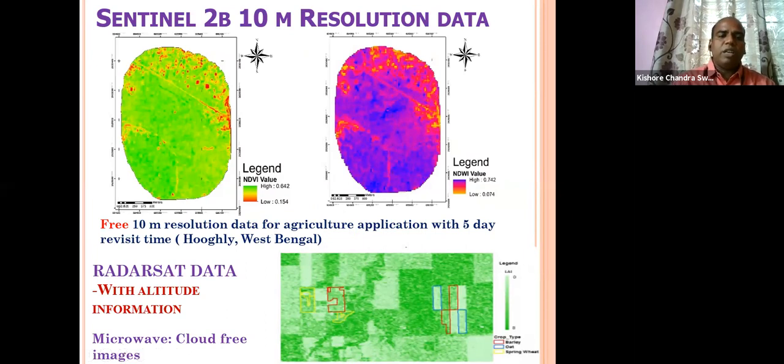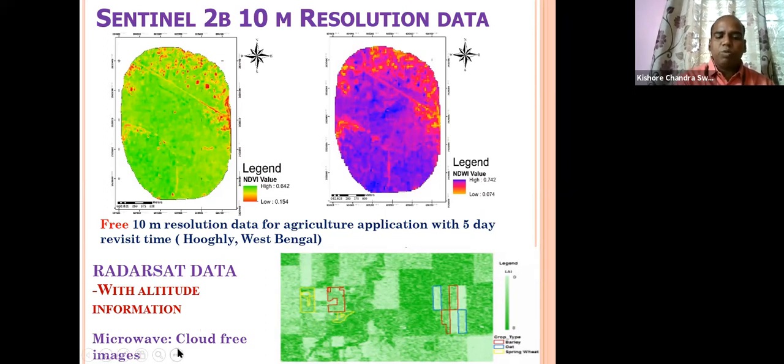And now it is available free of cost by the European Union, which will be used for agriculture and particularly for near real-time monitoring. This map we developed for Hubli, West Bengal, and there is some RADARSAT data which gives you the altitude information or the height of some objects. If you want to identify some height, then we can use that.